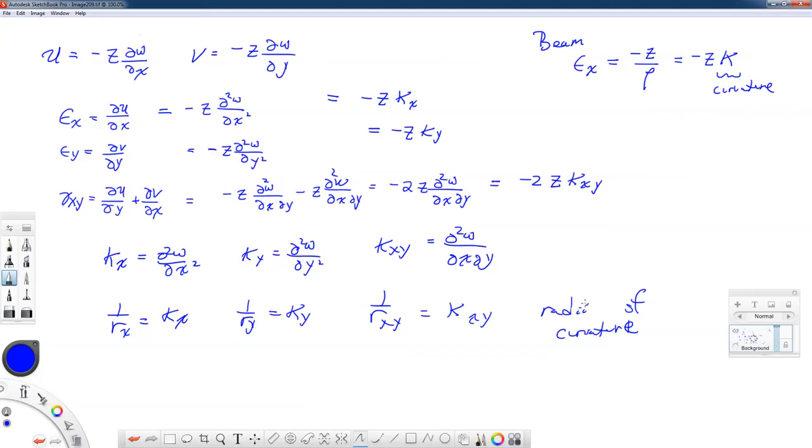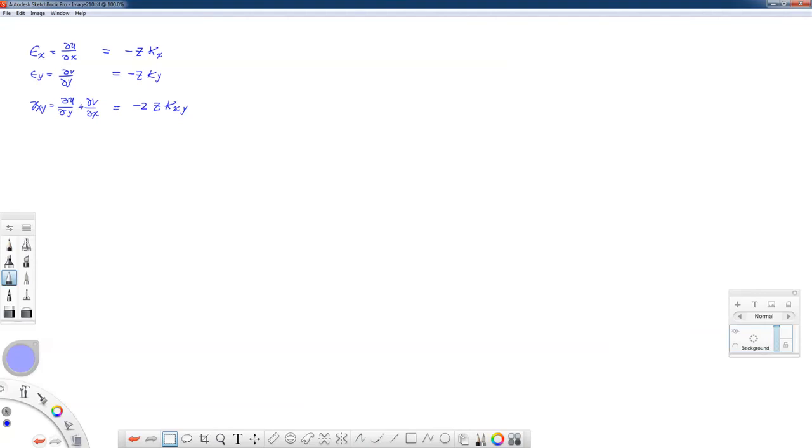Now, since we have these strains written in terms of these radii of curvature, and we can do a Mohr circle of strain, we can also do a Mohr circle of curvatures. I have a lecture on the Mohr circle of strain, but very briefly, we can plot what's known as our x point, which is our epsilon x comma gamma xy over 2 term, our y point, which is epsilon y comma minus gamma xy over 2, and the center of our circle, which would be epsilon average comma 0.